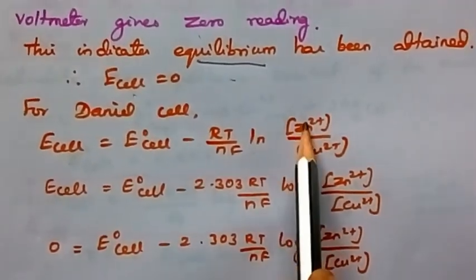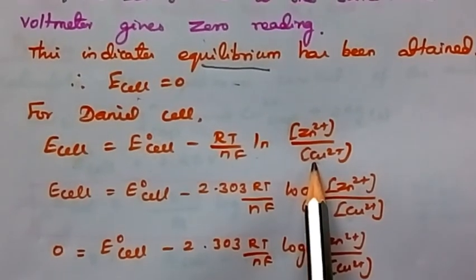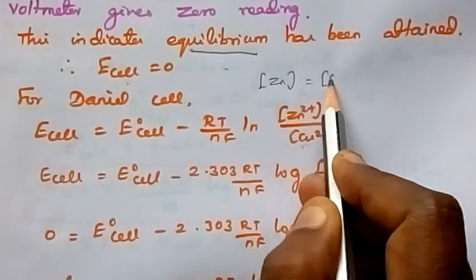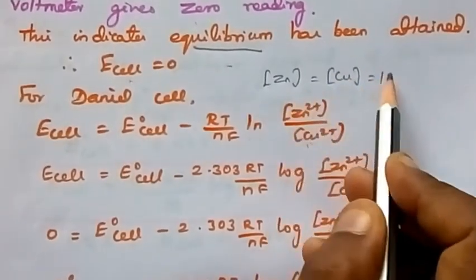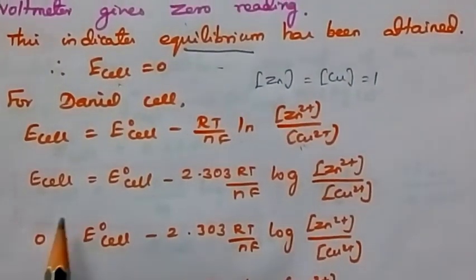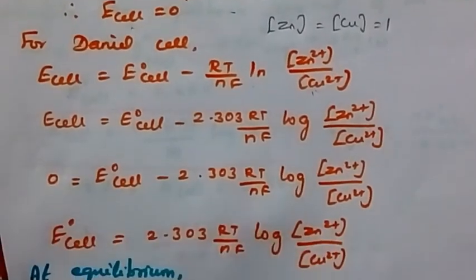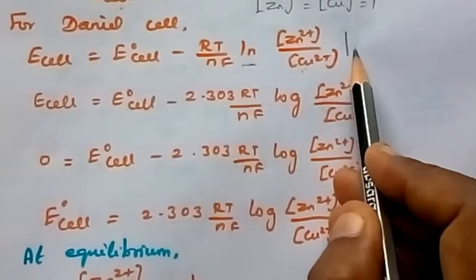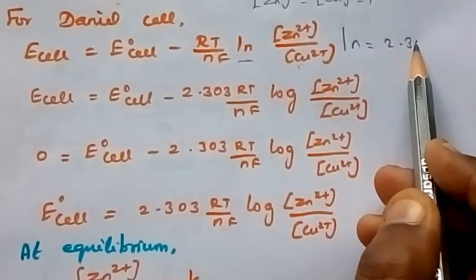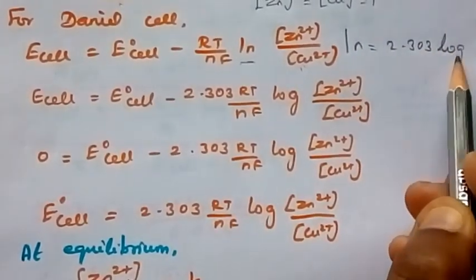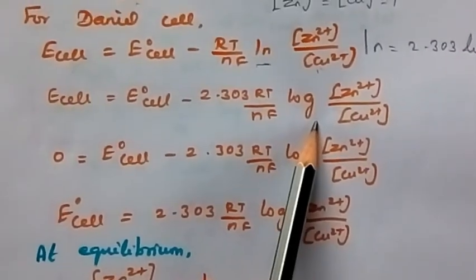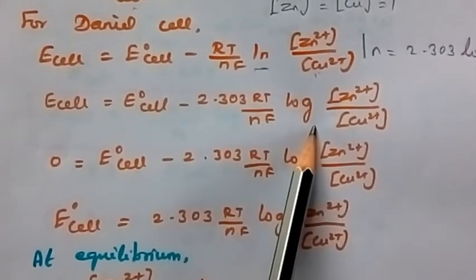Here the product concentration is Zn2+ and the reactant concentration is Cu2+. Since the concentration of solid Zn is equal to that of solid copper, both are equal to 1, unity. So what happens? E is equal to E naught of the cell minus ln. We know ln is equal to 2.303 log to the base 10. So log to the base 10.